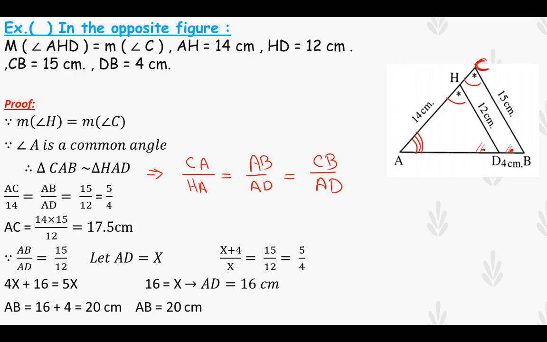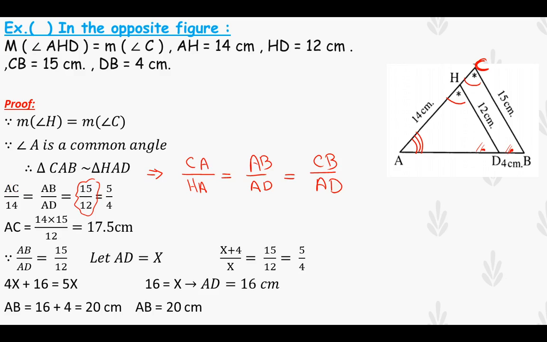Okay? Here AC is an unknown side, so we write AC over HA. HA here equals 14 centimeters. AB we don't know its length, AB is unknown, and AD here also is unknown. Okay, this equals CB, which is 15, over HD, which equals 12. Here 15 over 12, we will write in the simplest form, so it will equal 5 over 4. Okay, now we can find the length of AC, very simple, by cross multiplication.